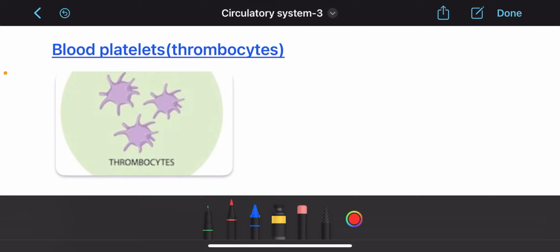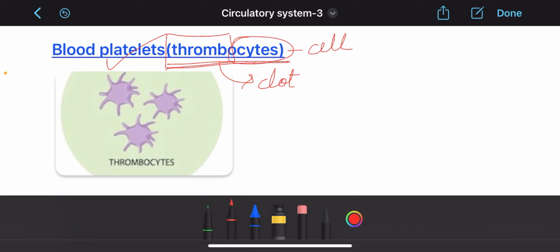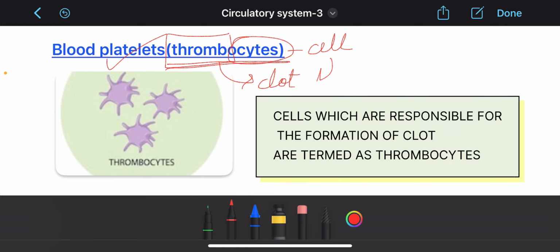Today we are going to learn about another blood corpuscle or cellular element of blood, that is the blood platelet, which is also known as thrombocyte. Now the word thrombocyte is made up of two words. Thrombo or thrombus means clot and cyte means cell. So the cells which are responsible for the formation of clot are termed as thrombocyte.